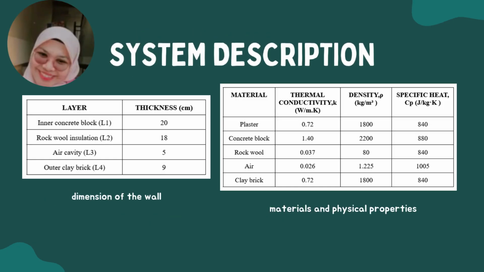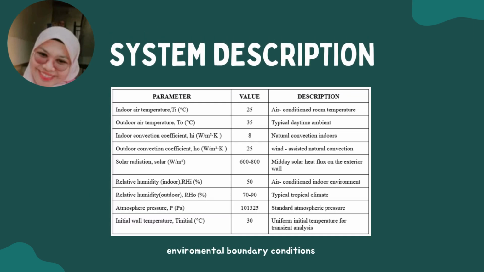So now we go to the system descriptions, where we assume the values that are needed to do the calculations. The first table is about dimensions of the wall. We assume the inner concrete block, rock wool insulation, air cavity, and outer clay brick. And the next table is about materials and physical properties. We assume the thermal conductivity, density, and specific heats for the concrete block, rock wool, and clay brick. So this is for the environmental boundary conditions. All of these values were used in the calculations.